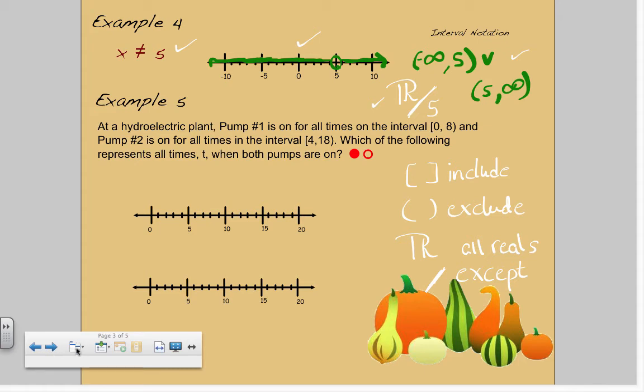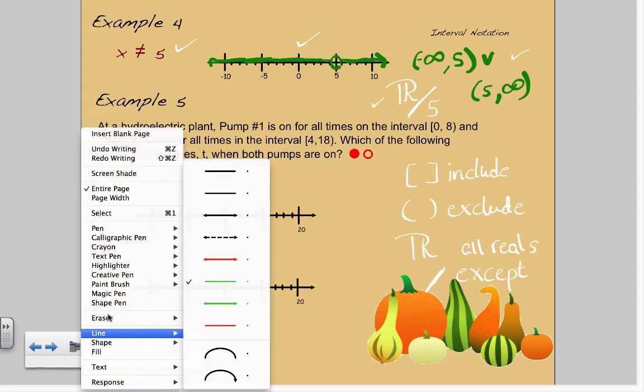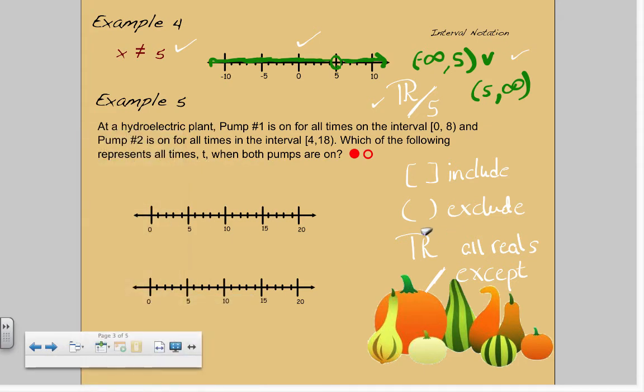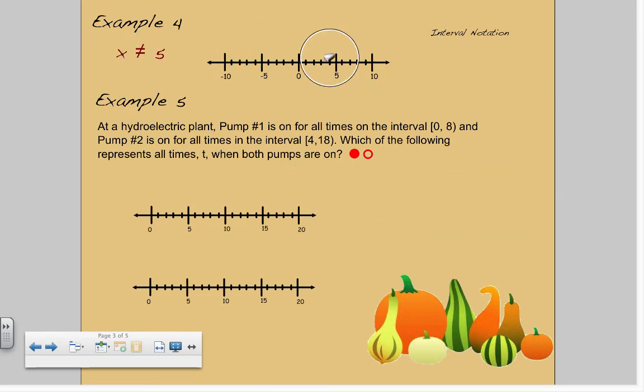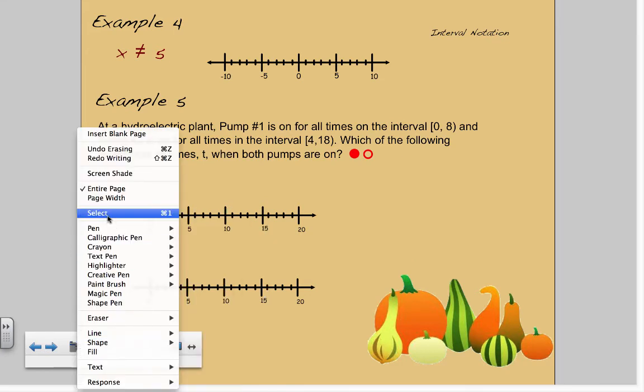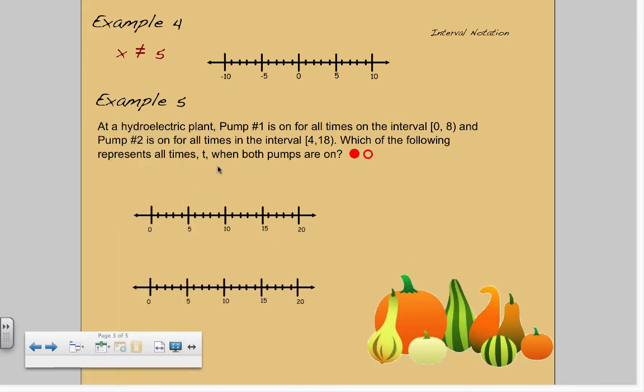All right, I'm going to clean this page up. We'll get to our last problem. At a hydroelectric plant, pump 1 is on for all times on the interval from 0 to 8. I don't know if that means hours. I don't know what that means, but here's that interval notation.